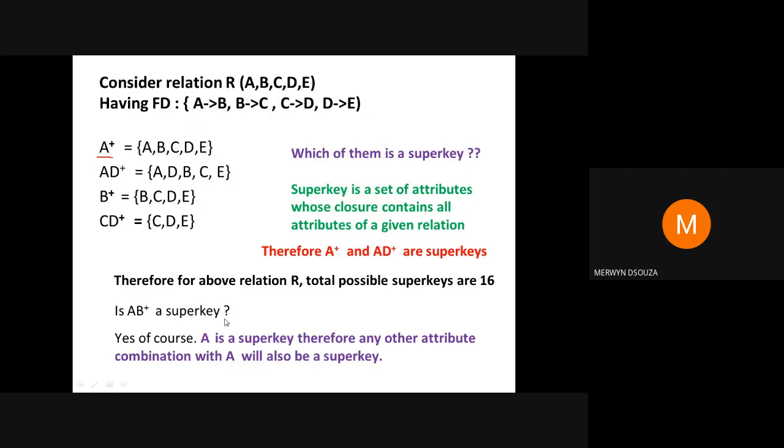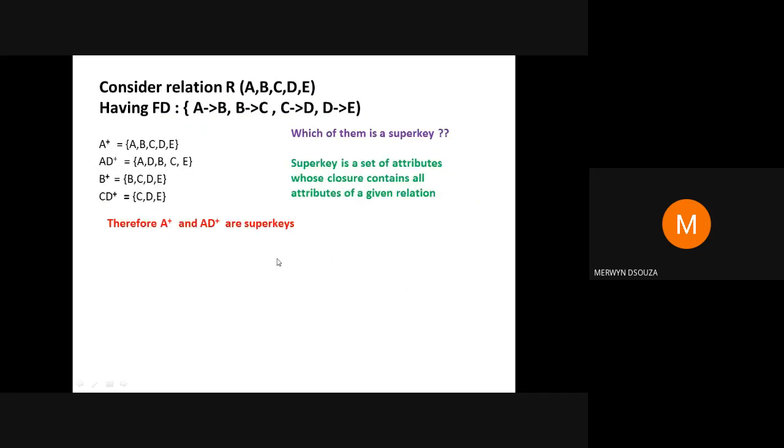Why? Because it has the attribute A. So A combined with the other attributes will be a super key. You must be wondering now, if we are having so many combinations of A as super keys, can B, C, D or E or their combinations be a super key?